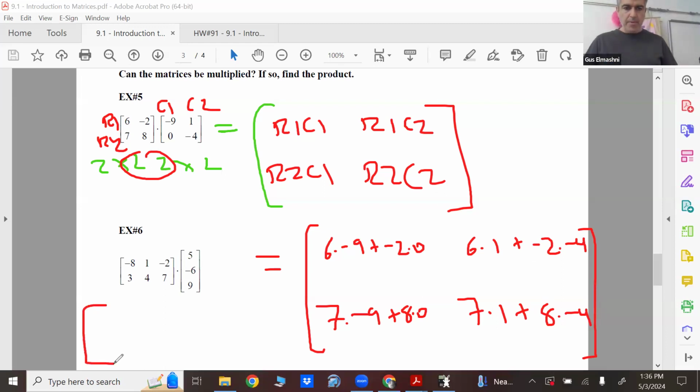If I clean it up, I'll do it down here. I should get -54, 14, -63, and -25.